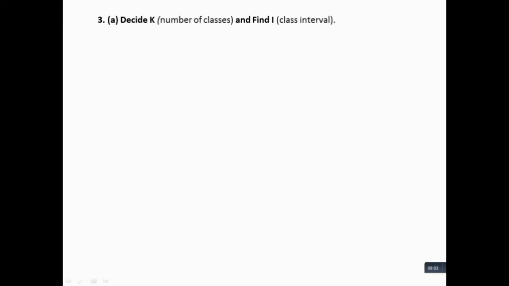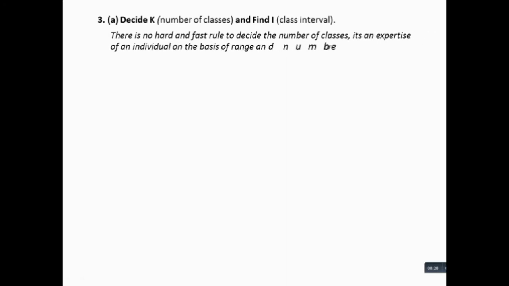The third step is to decide the number of classes and find the class interval. Here the number of classes is represented by k and the class interval is represented by I. There is no hard and fast rule to decide the number of classes. Although some guidelines in different books are given about the number of classes, that cannot be recommended in general. Basically it's the expertise of an individual on the basis of range and the number of observations. To understand the concept of this step, we consider an example.